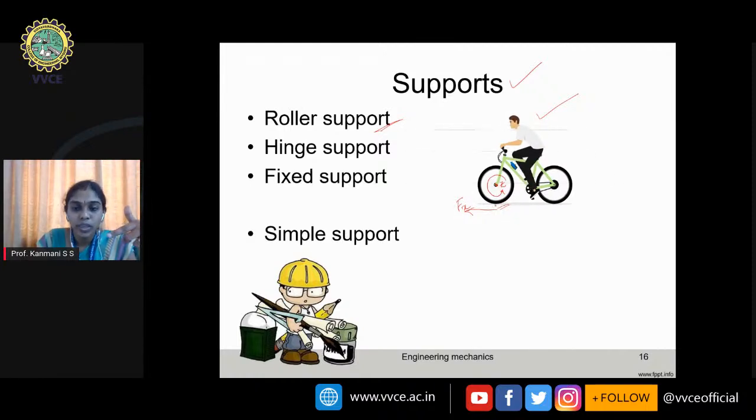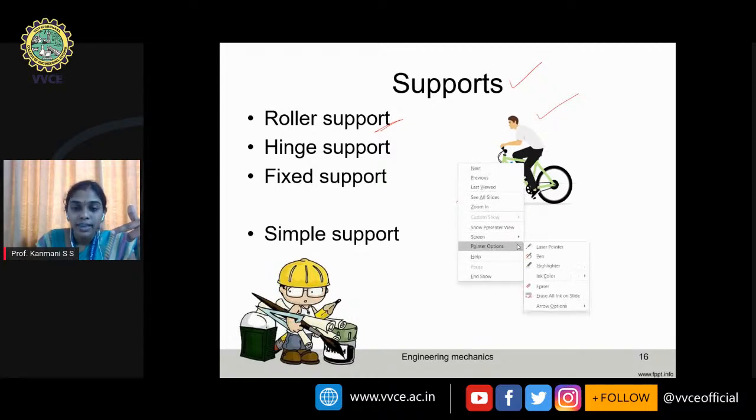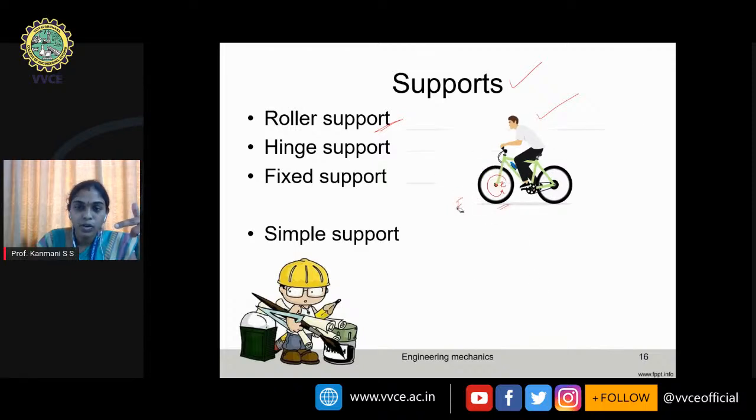But see, this wheel is not sinking inside the earth. Why is it not sinking inside the earth? It's because there is a reaction from the earth exactly at this point, perpendicular to the wheel. That's why this body is not moving in the vertical direction. So roller supports offer resistance only in the vertical direction. This is the reaction offered by the roller support. Wherever you have a roller support, the reaction will be offered only in the vertical direction.